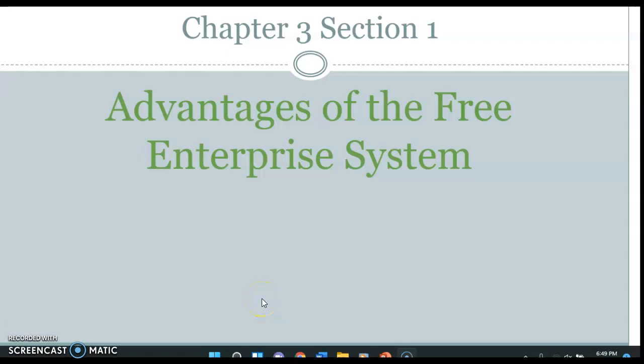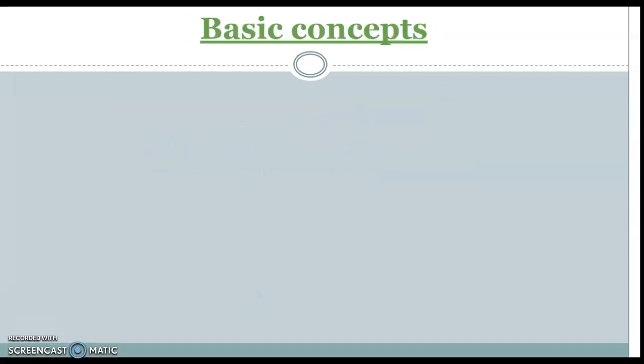All right, guys. So this is chapter 3, section 1. We're skipping chapter 2 for right now. This is a lecture for advantages of the free enterprise system. So in the free enterprise system, guys, there's a lot of basic concepts. Probably the biggest one.